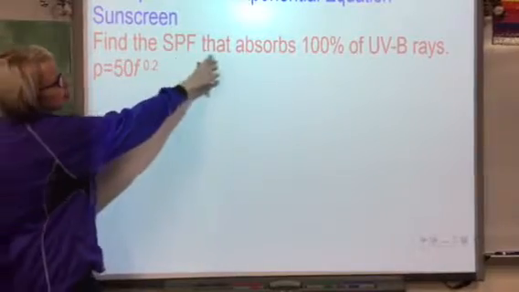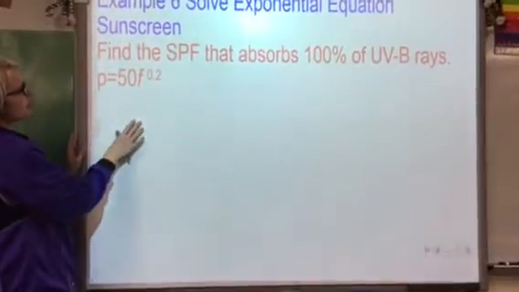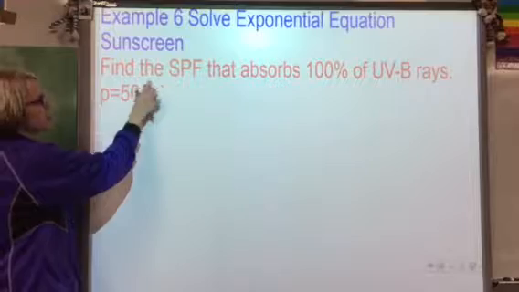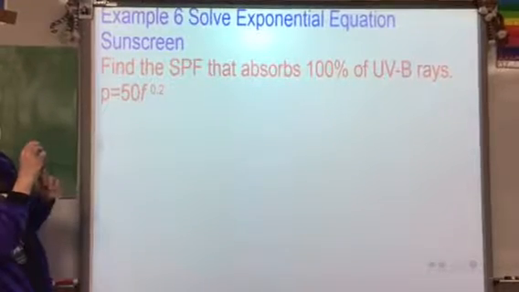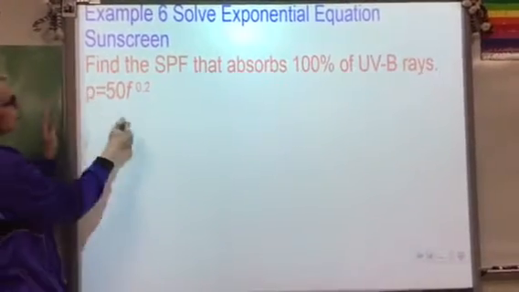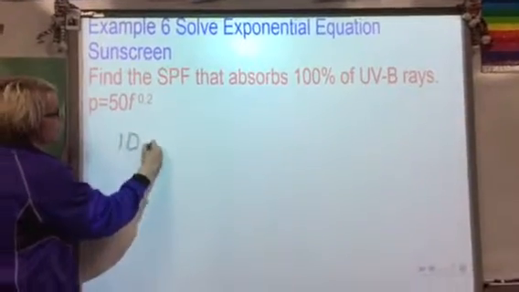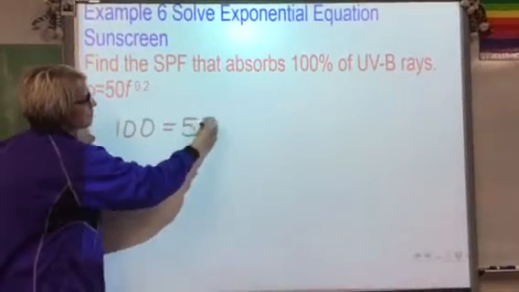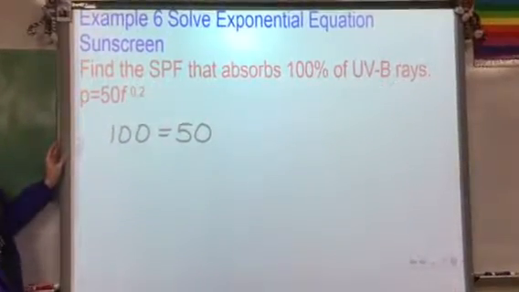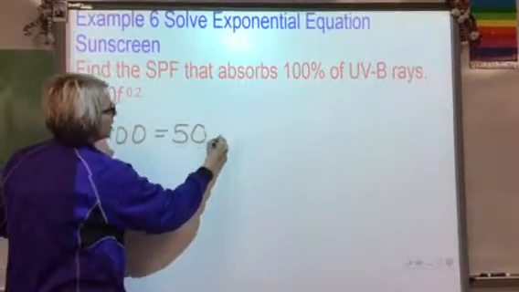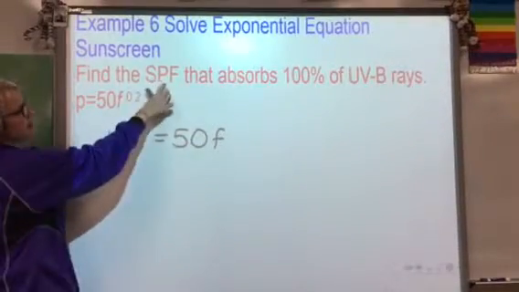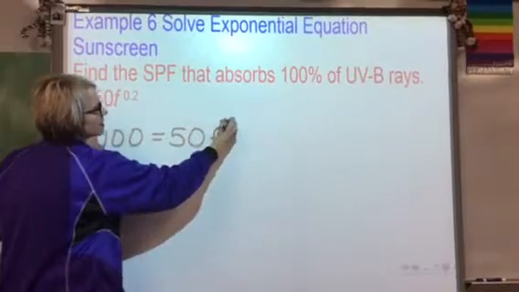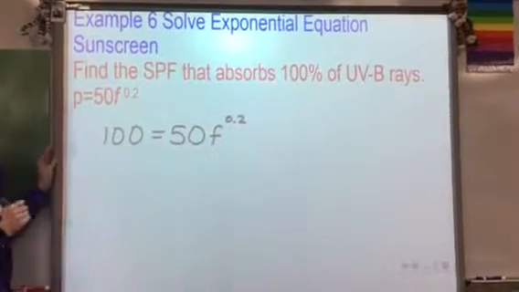All right, we want to find the SPF that absorbs 100% of UVB rays, and this is the equation that we're going to use. And the P is going to be for percent, so we're going to just change that P to 100. The 50 we're going to leave as 50. The F is what we're trying to find. The SPF is F, and it's to the power of 0.2.